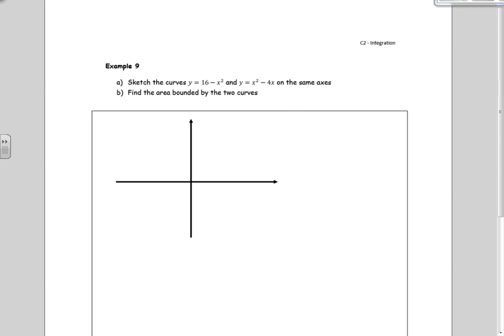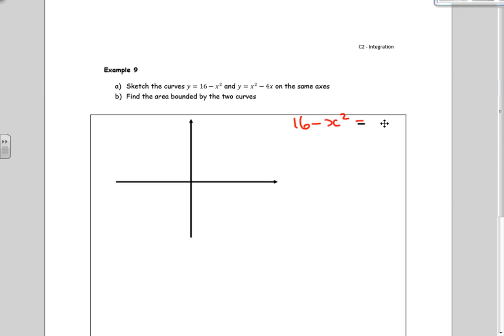So if I set them equal to each other, that'd give me 16 minus x squared equals x squared minus 4x. Taking everything over onto one side would give me 2x squared minus 4x minus 16 equal to 0. And then that can factorise to give me 2x plus 4 times x minus 4.